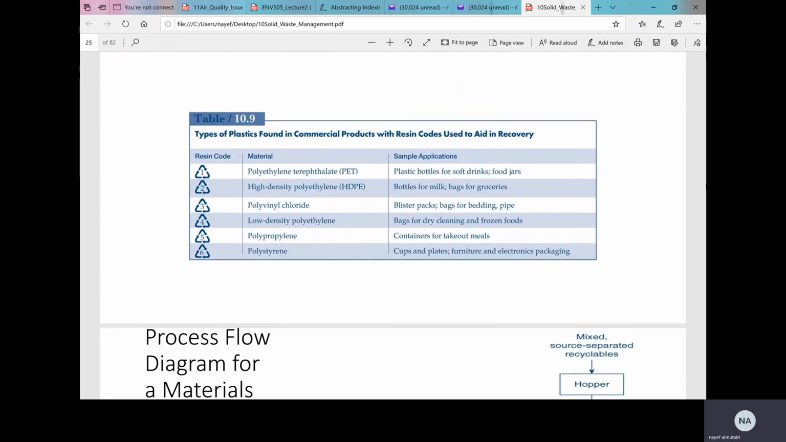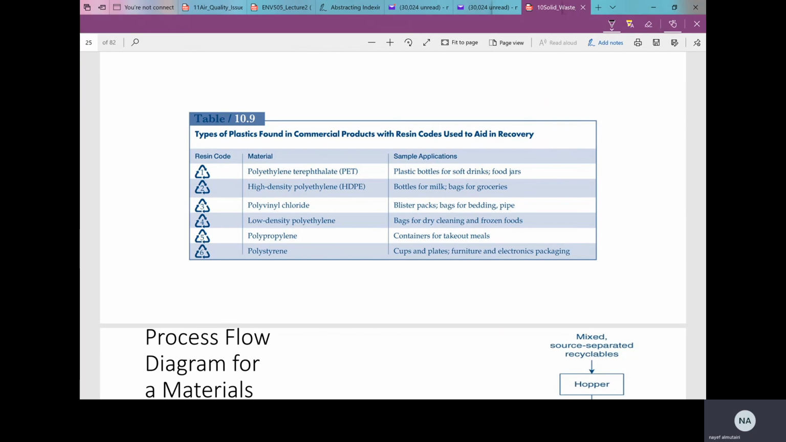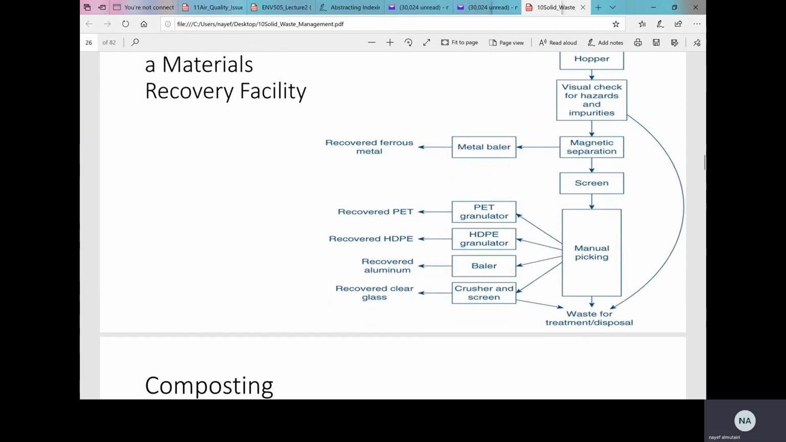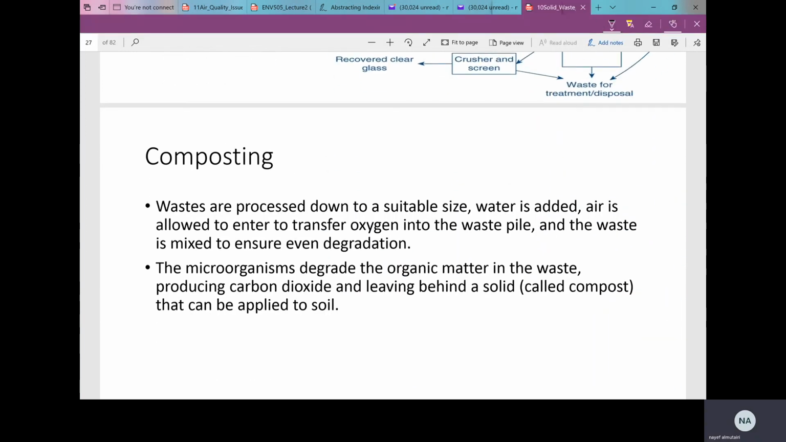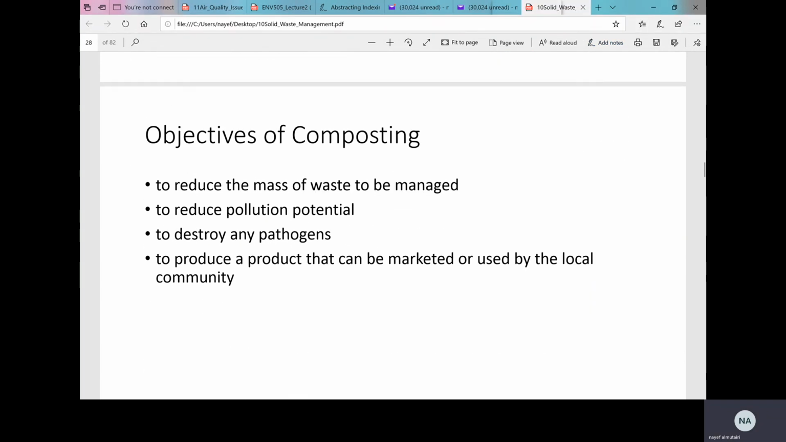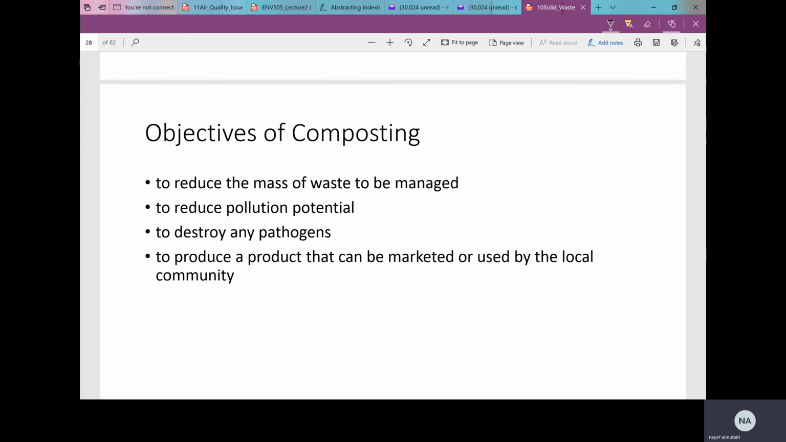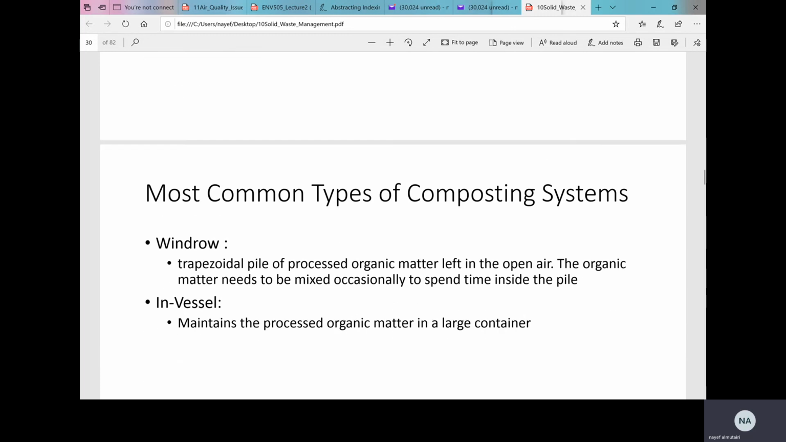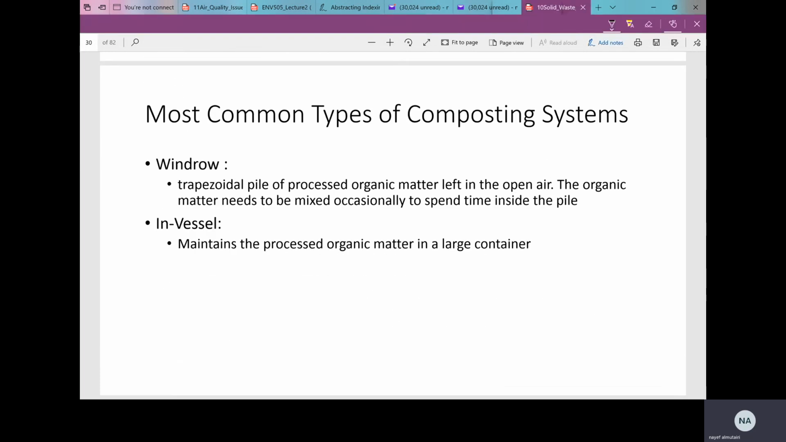This came in the quiz, and I think most of you solved it: the resin types, what type of bottles and what type of plastics. Composting will come in the final. What is composting? What is the objective of composting? What are the common types of composting?